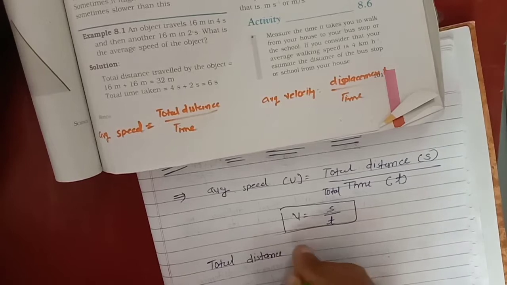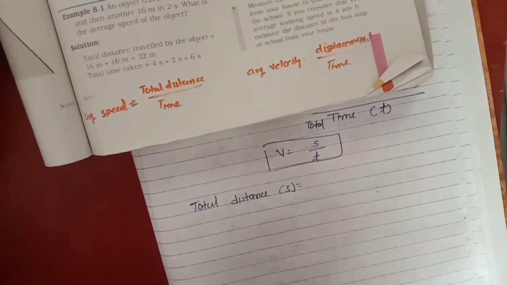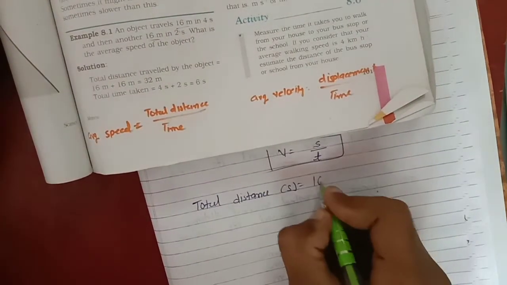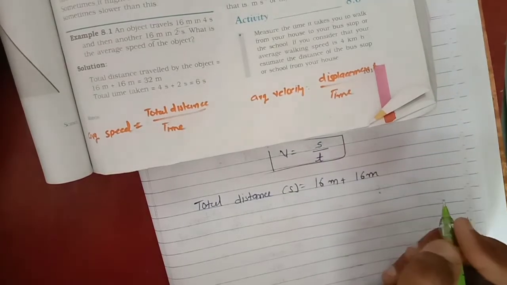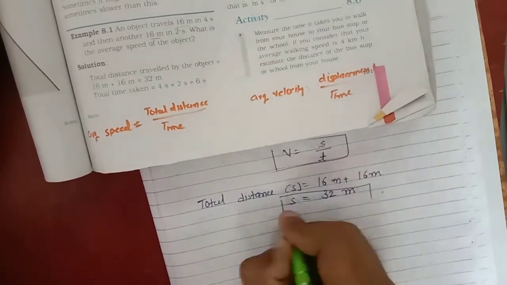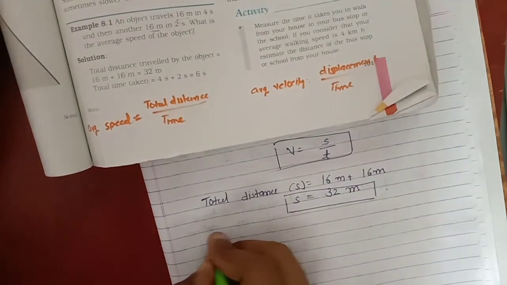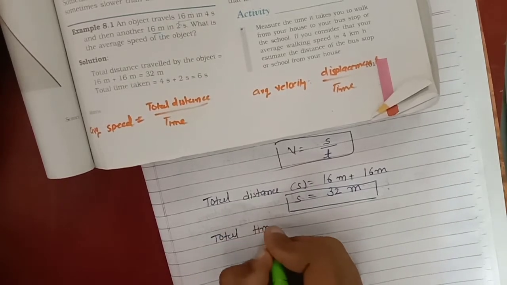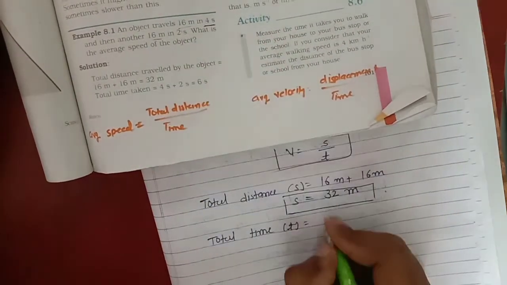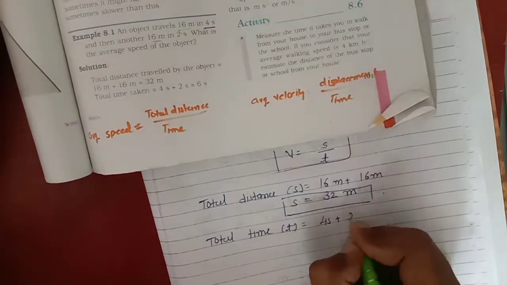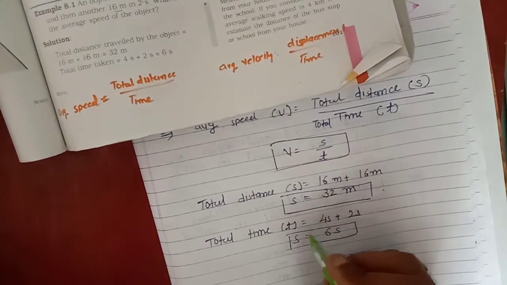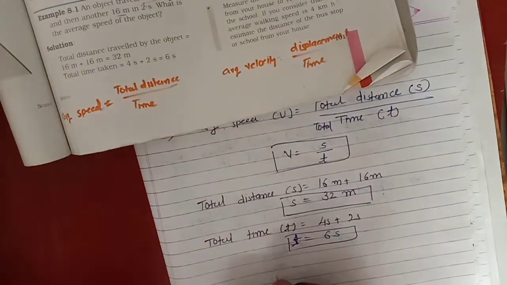Now what about total distance? Total distance s is equal to first travel 16 meter, now again 16 meter, so 16 meter plus 16 meter, so 32 meter total distance traveled. And time interval, total time t: first in 4 seconds, second in 2 seconds, so total time is what? 6 seconds. Put the value of s and t in the average speed formula.